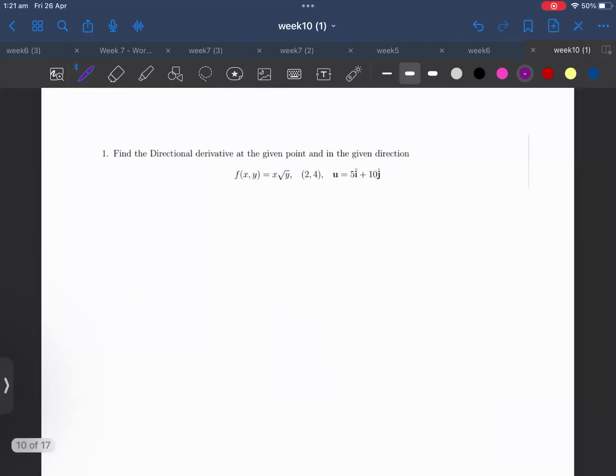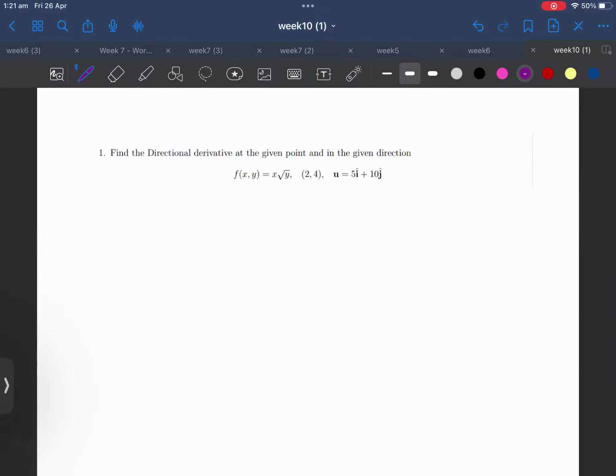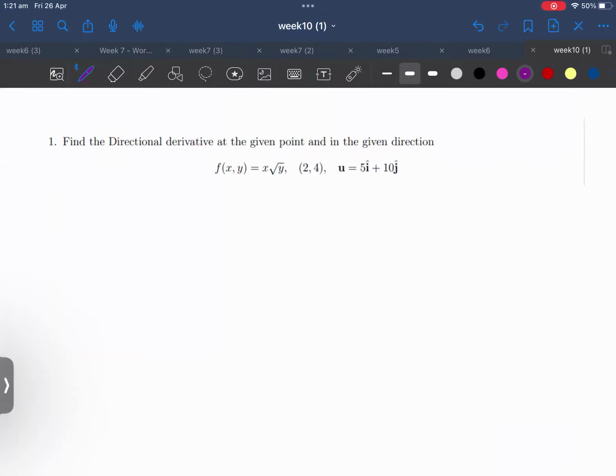So now we will start the first problem here. Find the directional derivative at the given point in the given direction. And the problem is given here: f of x, y equal to x square root y. The point is (2, 4). And a vector is given equal to 5i and 10j. The solution is here.